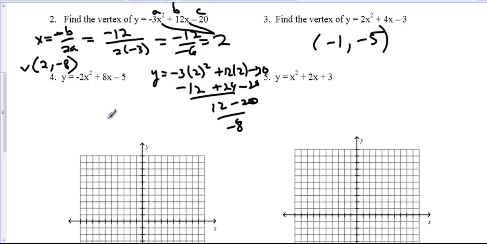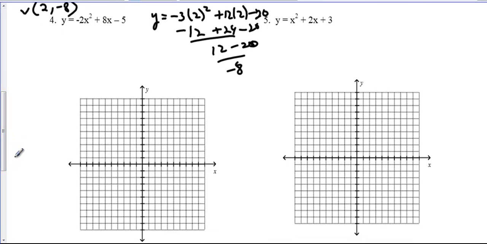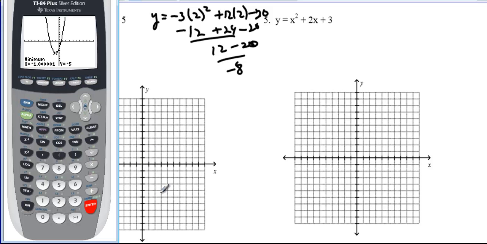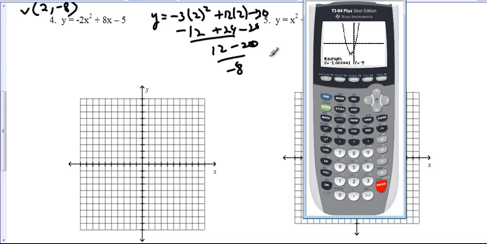All right, so let's move on now to 4 and 5. Again, we could choose to do it by hand or by graph and calculator. All right, what we need to do is find the vertex, then use the vertex to create a table to find other values. All right, so I'm going to take this first one, and since I have my calculator ready, I'm going to do the first one using my calculator. All right, so let me go ahead and slide this over here.